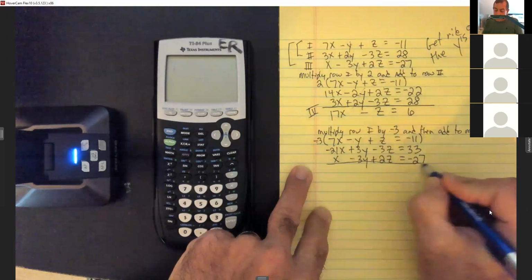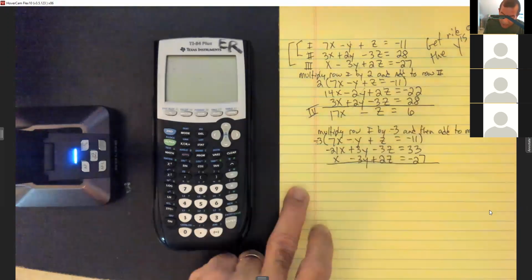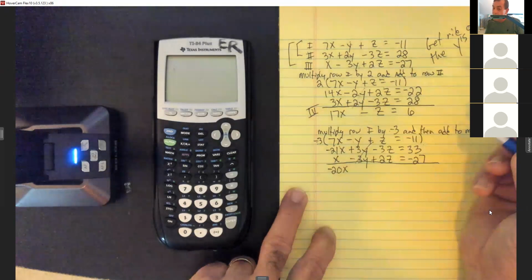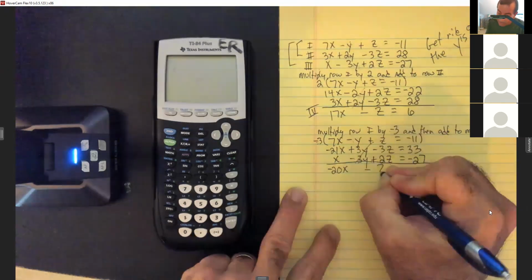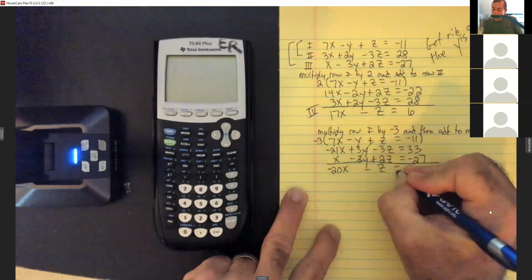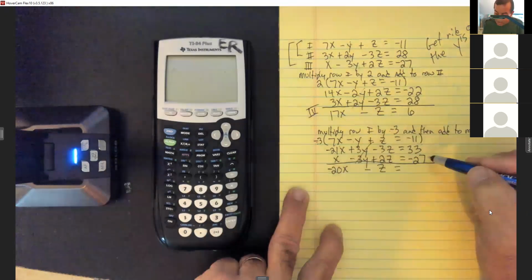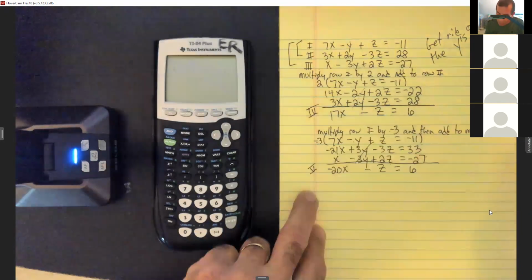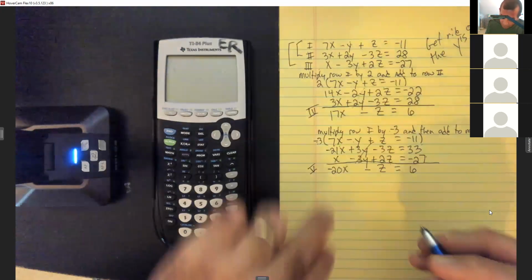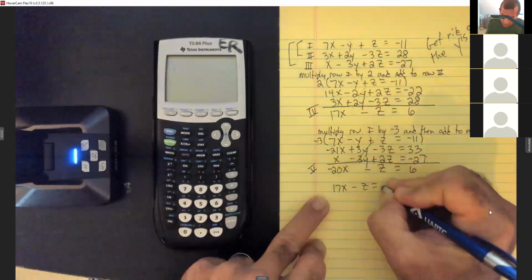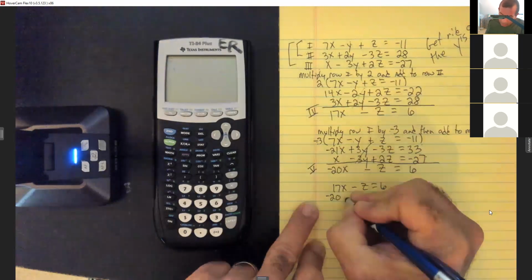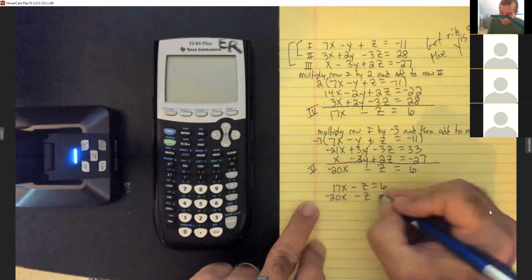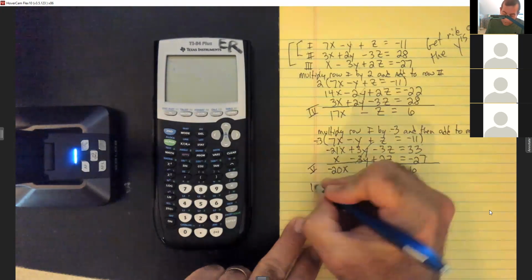All right, so let's see what happens. Negative 21 and 1 give you negative 20x. The y's cancel. Negative 3z and 2z give you negative 1z. And then 33 minus 27 gives me 6. So now I have my row 5. So let's put 4 and 5 together: negative 20x minus z equals 6. So that was 4 and 5.